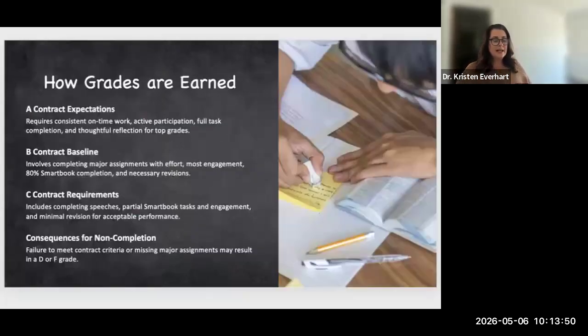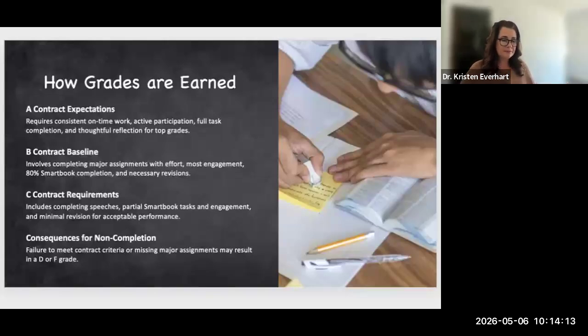How grades are earned in the class. So there is still A, B, and C. That's a big difference from ungrading, which doesn't have any letters or labels or points at all. The labor-based grading still does align with what I have to submit to the registrar. And that was part of my decision in going between ungrading and labor-based grading and what I was comfortable with.